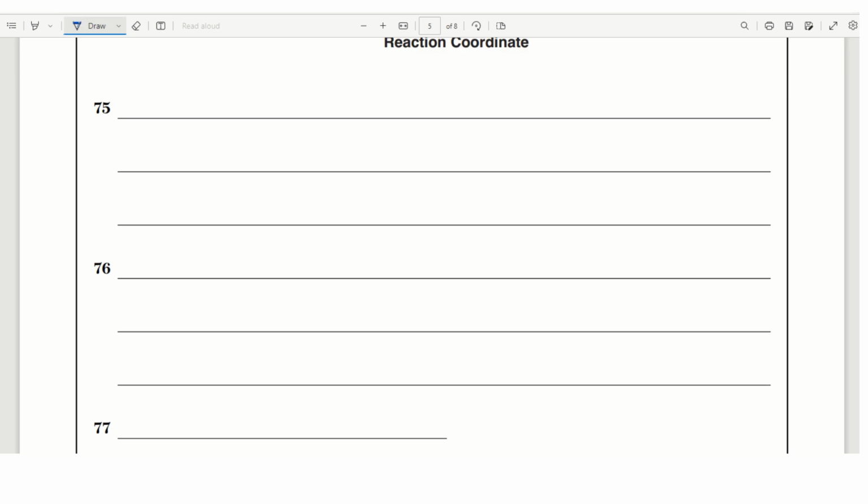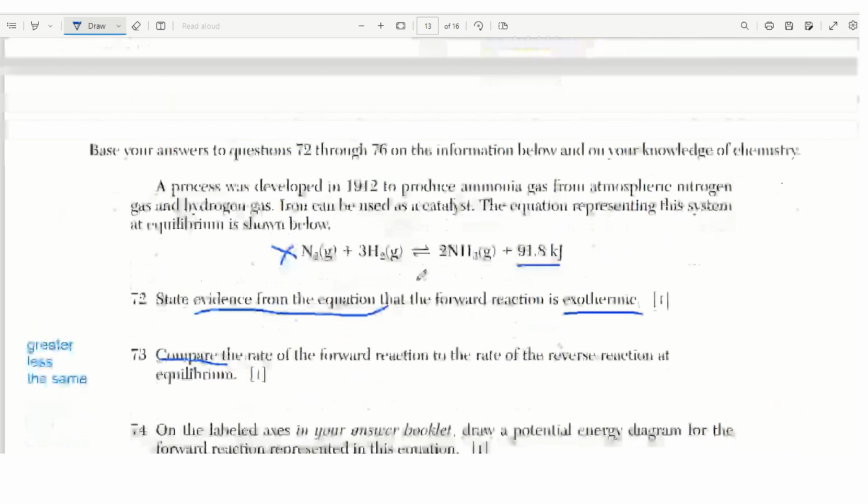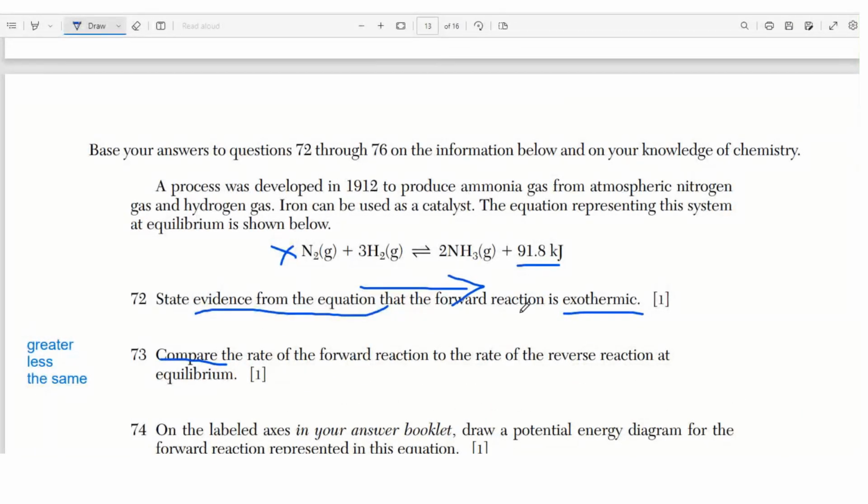All right, so now 75. State in terms of moles of gas. So again, my answer has to say moles of gas. Why the equilibrium shifts to the right due to an increase in pressure. All right, so it tells me that it shifts this way when I increase pressure. Why? Okay, well, this is a gas. How many moles? 1. This is a gas, how many moles? 3. This is a gas, how many moles? 2. So on this side of the equation, I have 4 moles of gas, and on this side of the equation, I have 2, because this is not a gas.